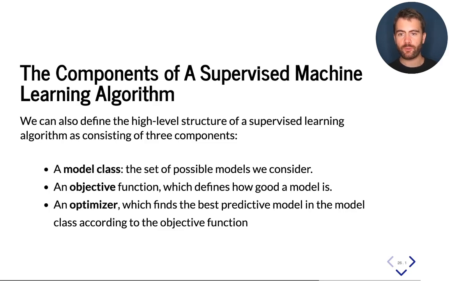And in order to find this model, we need an optimization procedure that will explore the set of all the possible models in the model class and find the one that optimizes our objective. So that part of the algorithm is an optimizer. And so an optimizer that is run on a model class with a particular objective returns a predictive model, and that is the output of our algorithm. So these are precisely the three components of a supervised machine learning algorithm. And in this video, I would like to define each of them in more detail.